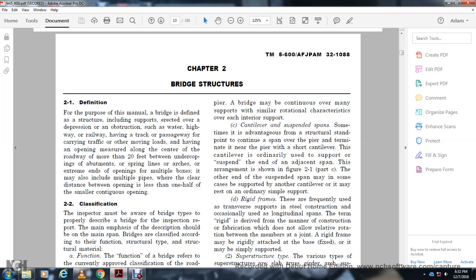Rigid frame. It is frequently used as a transverse support in steel construction, or occasionally used for a longitudinal span. The term rigid derives from the manner of construction and fabrication, which does not allow relative rotation between the members at the joint. The rigid frame may be rigidly attached to the base, fixed, or may be simply supported.